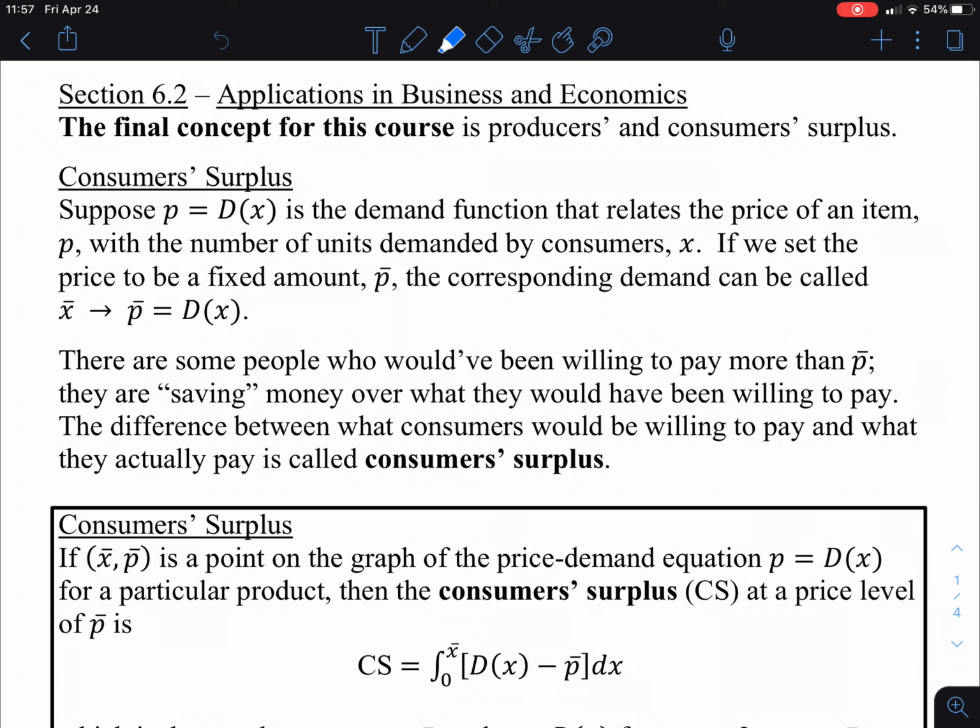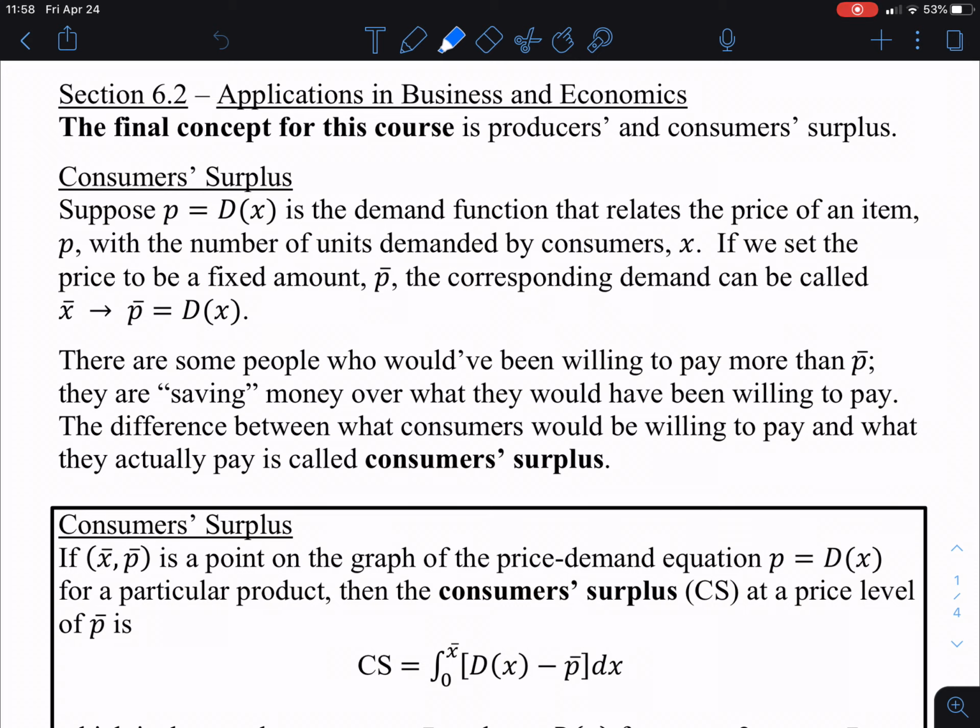So for the consumer's surplus, what we want to think about is, let's say we've got a price that is dictated by a certain demand function. In other words, the price is determined by the number of units that customers are willing to buy. If we set our price to be a fixed amount, and we'll call that P bar, the corresponding demand is called X bar, and the way we can calculate that is we set our fixed price equal to our demand function and then solve for X.